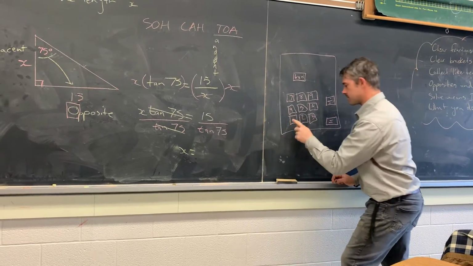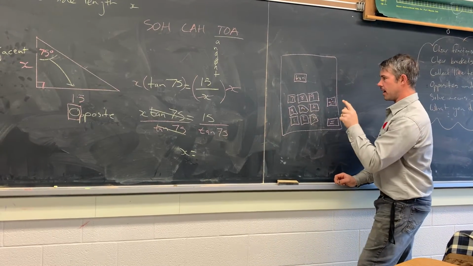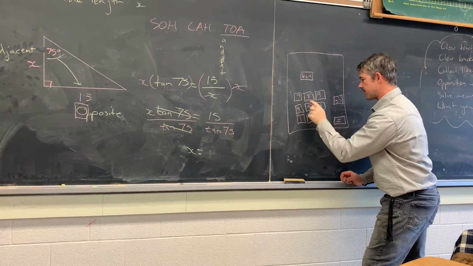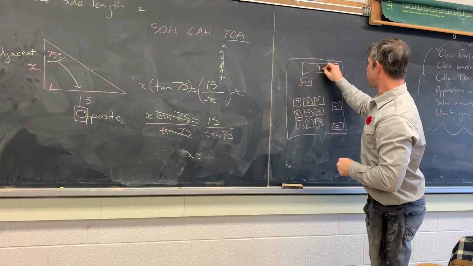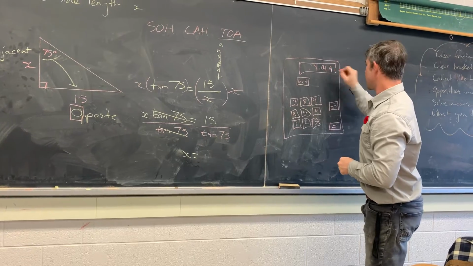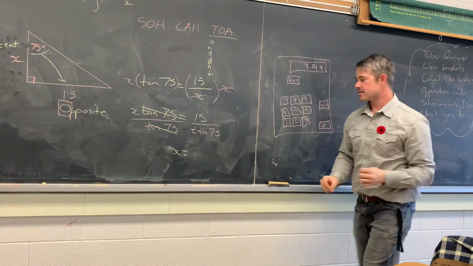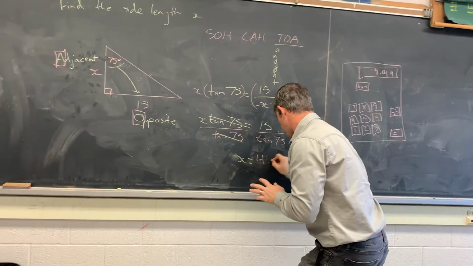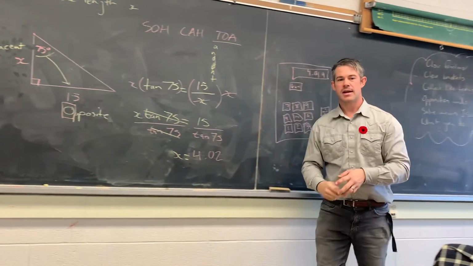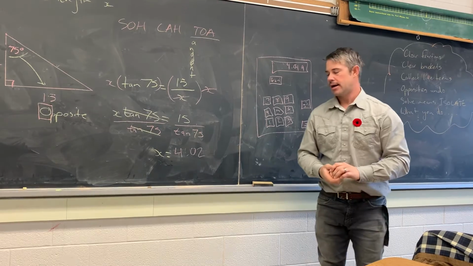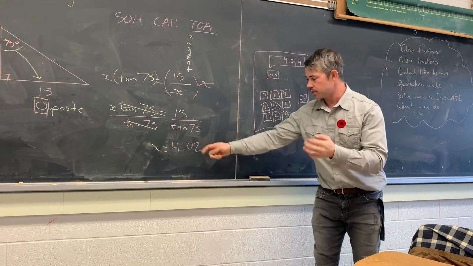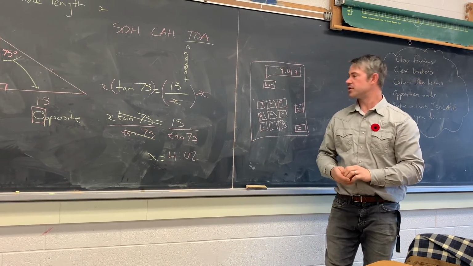So I'll go 1, 5. So 1, 5 divided by tangent 75. And up on my screen I should have 4.019. So that means that my side length is about 4.02. Now we can round to 1, 2, or 3 decimal places depending on what we're asked. But in this case, we'll probably just leave that at 4.02.